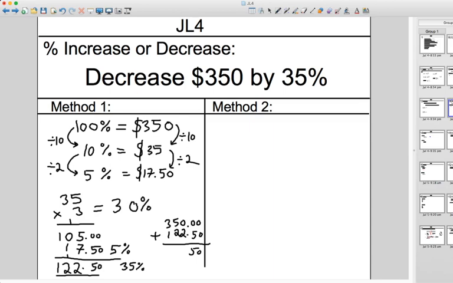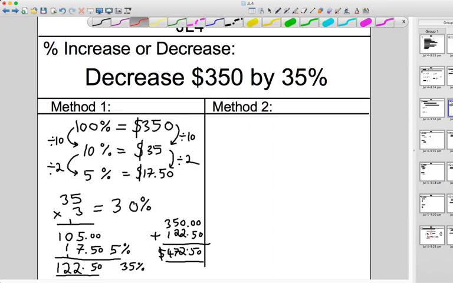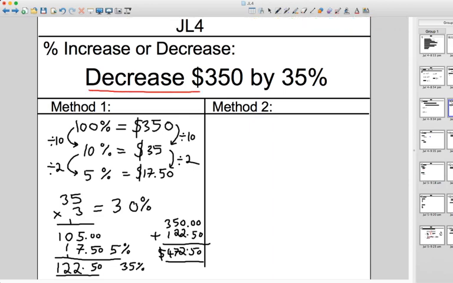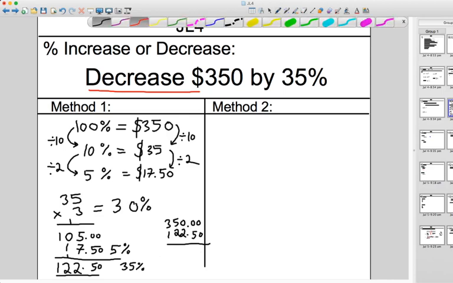$472.50. So I think you can see now that there's a lot going on here. And of course I have gone and goofed. What does the question say? The question does not say increase, it says decrease. So I shouldn't have been adding that 122.50. Please ignore me. That should have been subtraction.